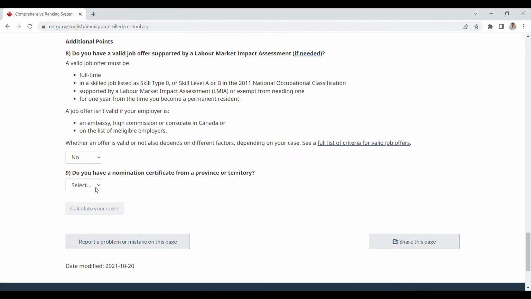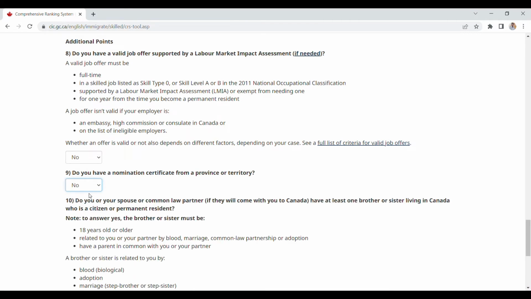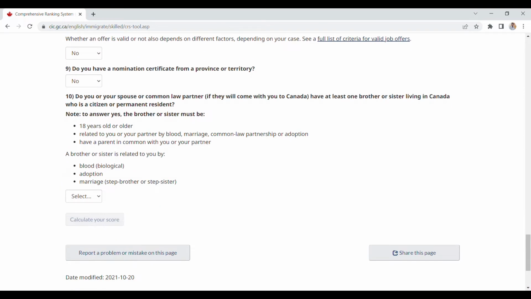Coming to the ninth question, do you have a nomination from a province or territory? So this is the PNP nomination, if anyone has received it. As of now, I will put no. The 10th question is, do you or your spouse have any blood relation as a Canadian citizen or PR? And for this question, I am selecting no.